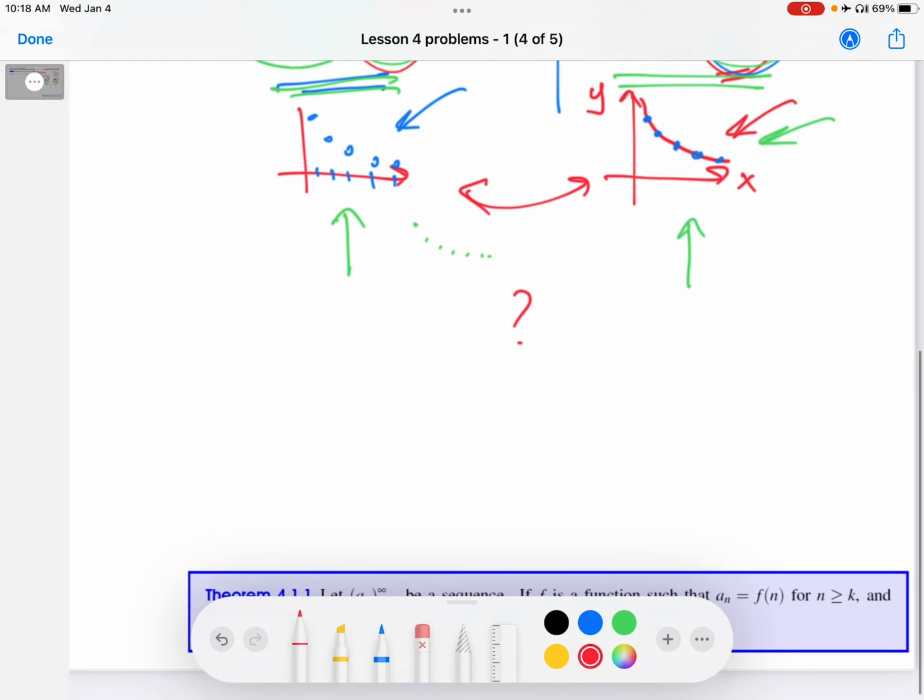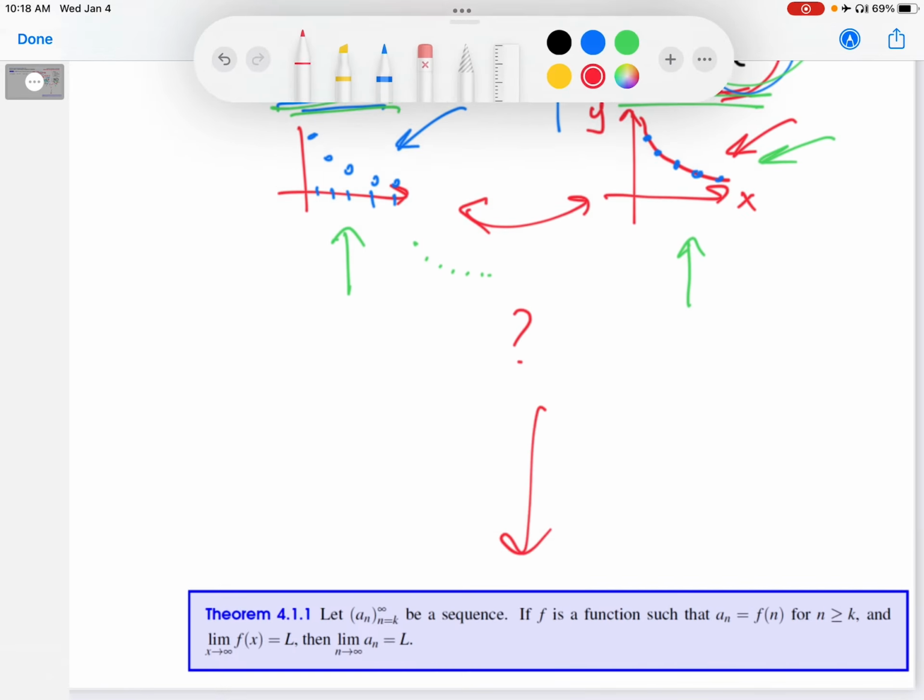And the answer is yes. That's what's down here. So I'm just going to review this theorem real quick. Again, this is in lesson 4. What does it say? Suppose I have a sequence with starting value k. If f is a function such that a sub n equals f of n, in other words, the terms in the sequence are the outputs of the function, and it so happens that the function tends to L, then the sequence also tends to L.